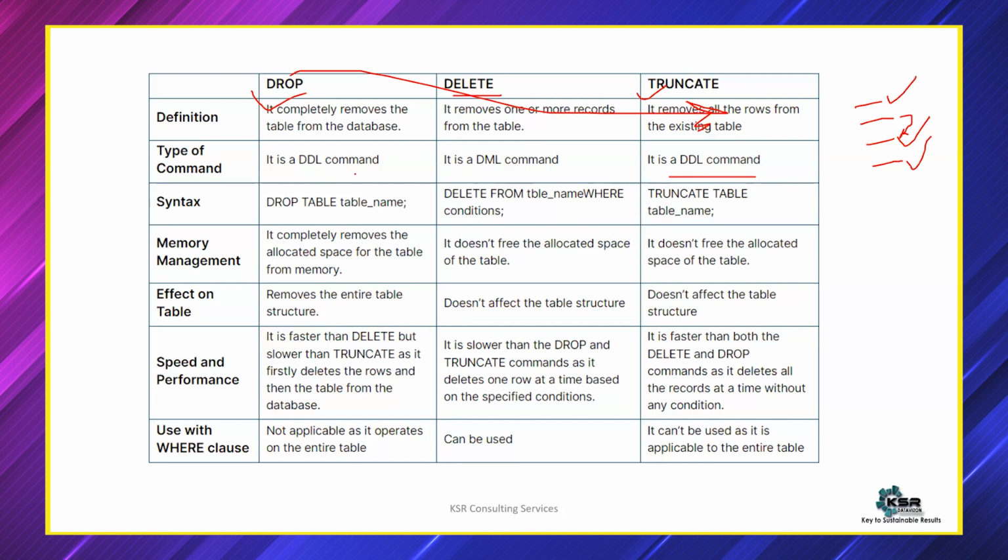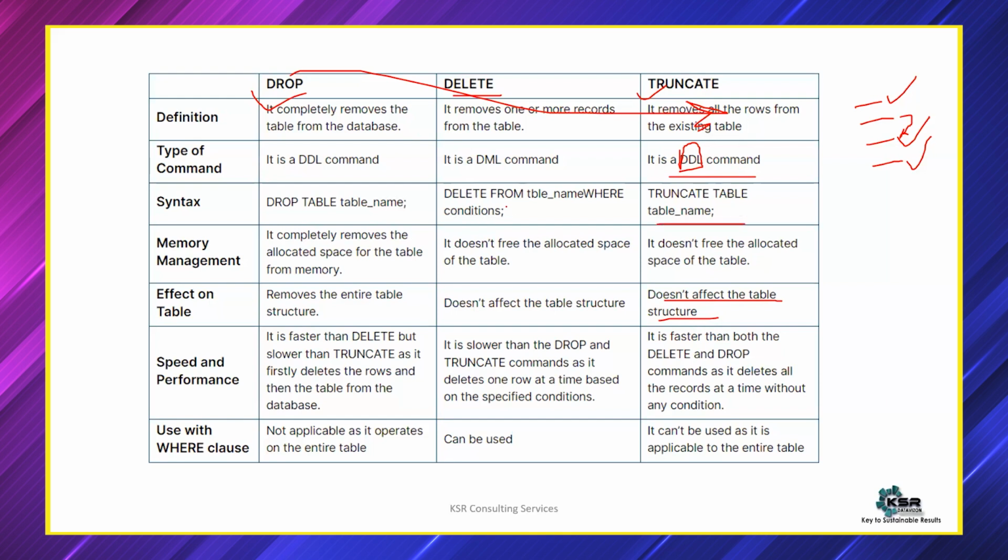Now they'll create a confusion. Truncate is not a DML command, it is a DDL command. It is still a DDL command. We are not changing anything in the definition. The only change here is we are deleting all the records in one single go. We cannot use a where clause here. In truncate, there is no use case of a where clause. It doesn't affect the table structure, but it will delete all the records in one single go.